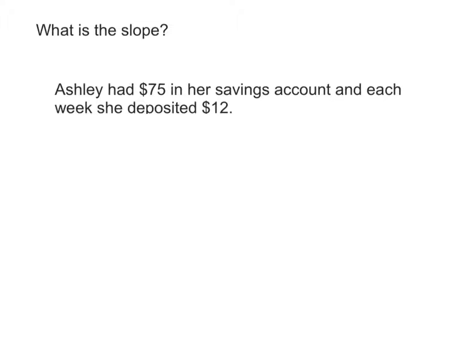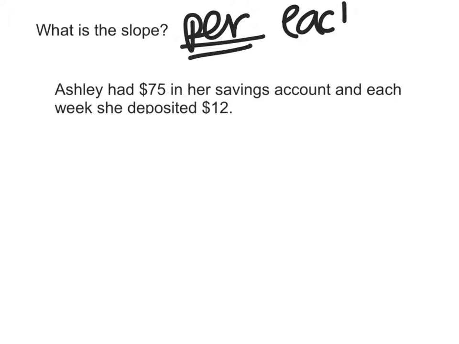Find the slope in a word problem. Remember, we're looking for the word per or some form of that word. So some examples of that could be per. It could be each. It could be every. So we're looking for one of those words in our equation.